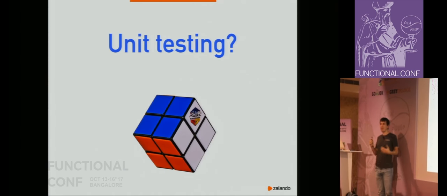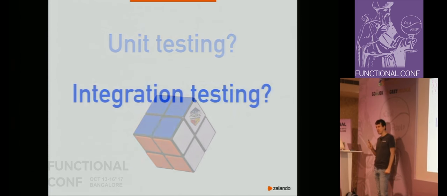So what kind of problems have we solved so far? How is our life easier? So unit testing is definitely easy, right? It's the easiest Rubik's Cube in the world. This one is easy, because you just take your components, inject whatever you want using the constructor, and there you go. You can test your components in isolation. So that one is easy.